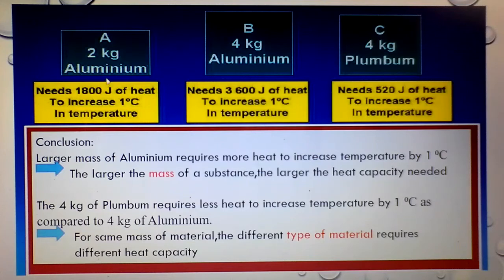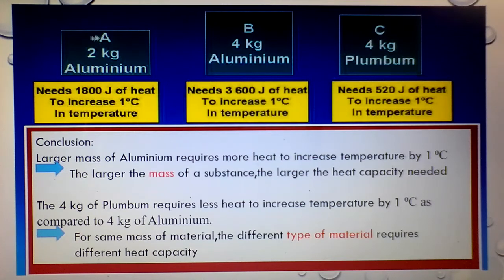Okay, now look at this one. We have material A, B, aluminium, and C is plumbum. A, 2 kg of aluminium; B, 4 kg of aluminium; C, 4 kg of plumbum. Okay, look at here. 2 kg aluminium needs 1800 joule of heat to increase 1 degree Celsius in temperature. B, 4 kg aluminium needs 3600 joule of heat to increase 1 degree Celsius of temperature. And then for C, plumbum needs 520 joule of heat to increase 1 degree Celsius in temperature.